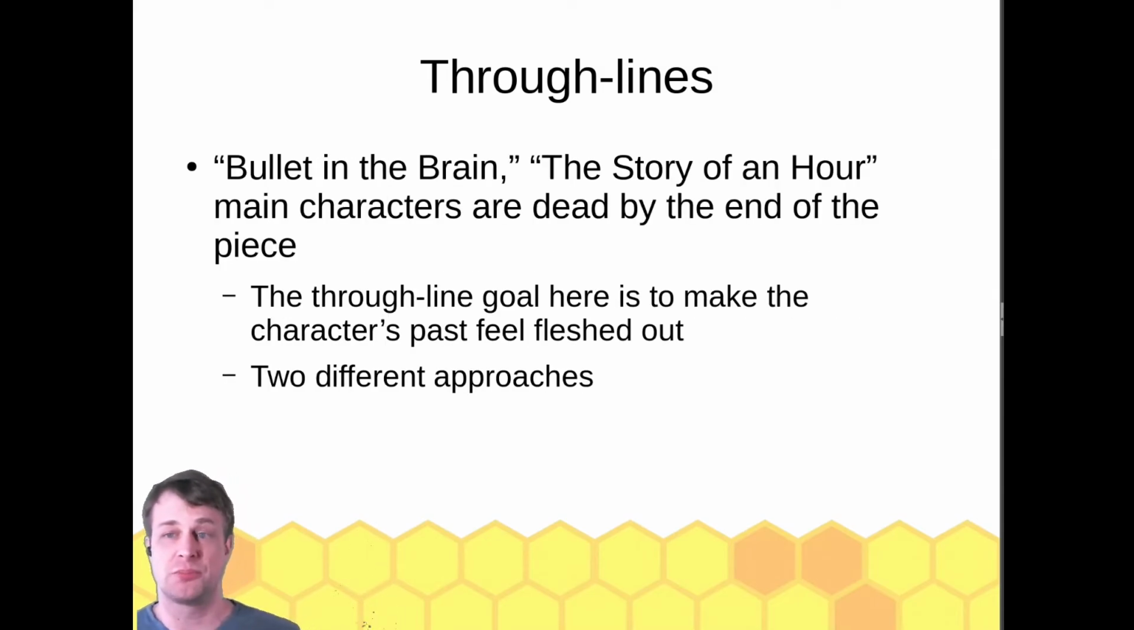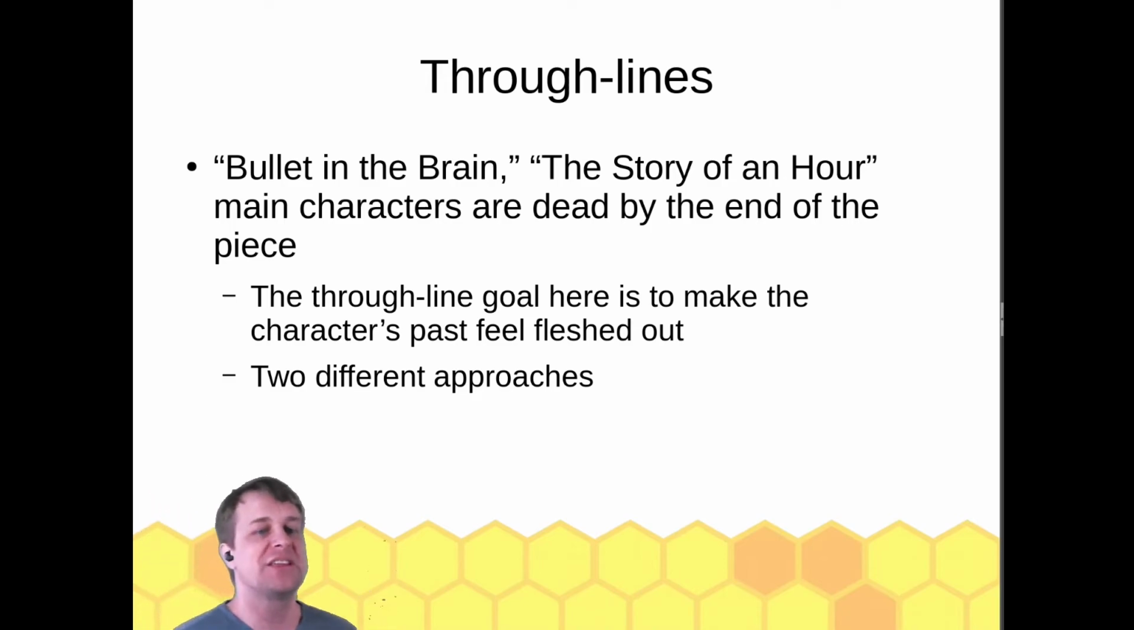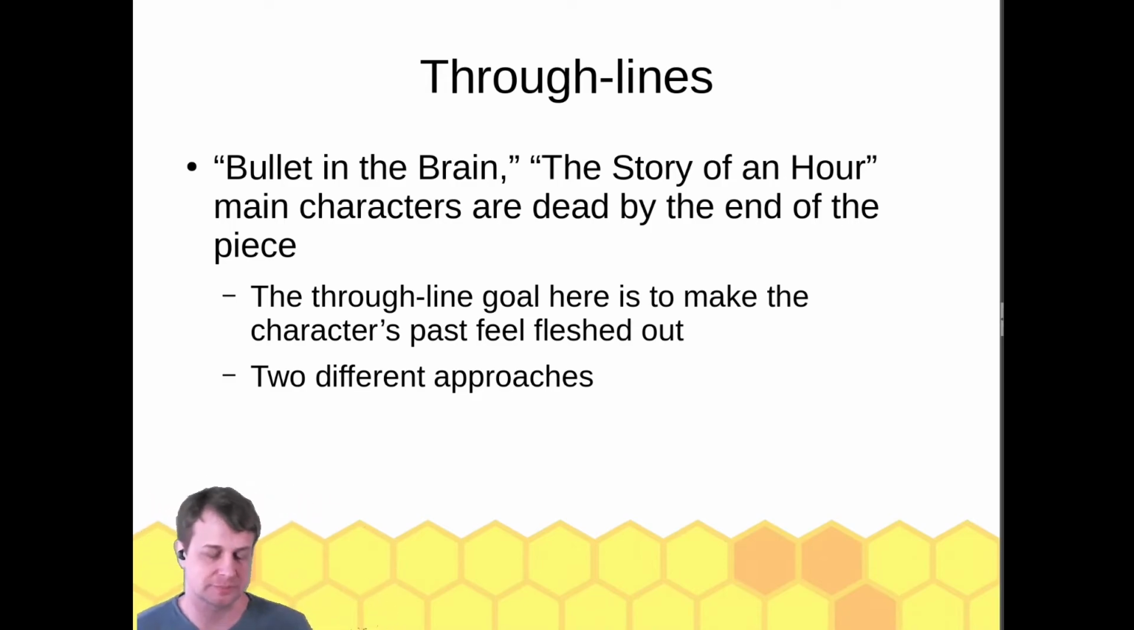All right, here's Bullet in the Brain and the story of an hour. In here, the main characters are dead by the end of the piece, so we can't have a forward through line that goes beyond the end of the story. Instead, in order for these stories to have a good impact, we must make the character's past feel fleshed out. And what we see here are two very different approaches.